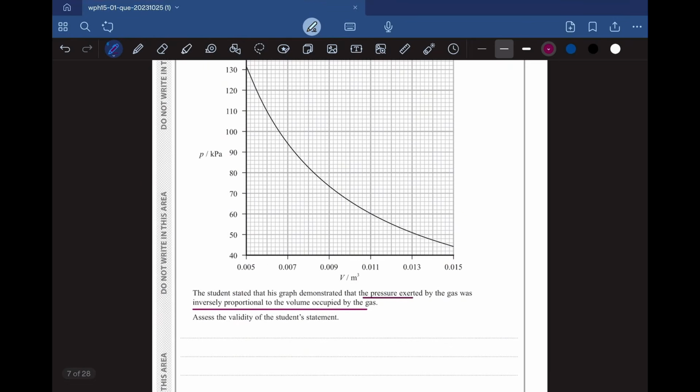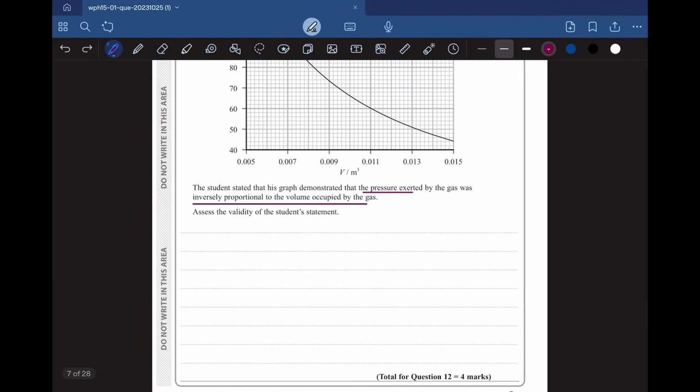Okay, this is actually what the graph also shows, right? Assess the validity of the student's statement. This is what they have said to assess the validity. Now we will have to actually show from the graph that both of them are inversely proportional, using the graph as they have given us a graph.